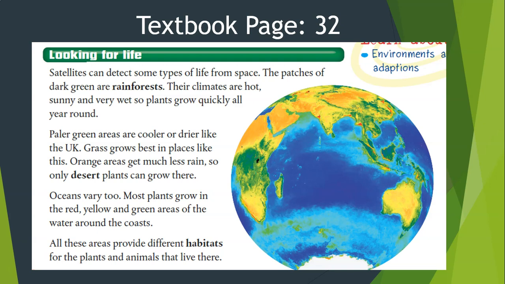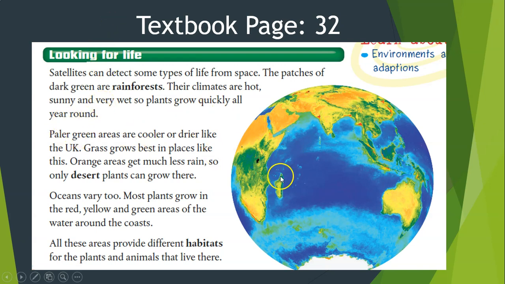Okay, the patches of dark green. This is how the Earth looks from space. The patches of dark green are rainforest. We can see the dark green portions. These are rainforest. Their climates are hot, sunny, and very wet, so plants grow quickly all year round.